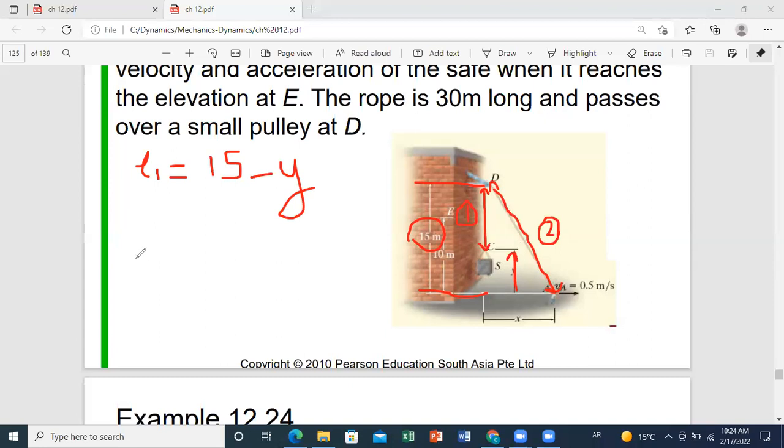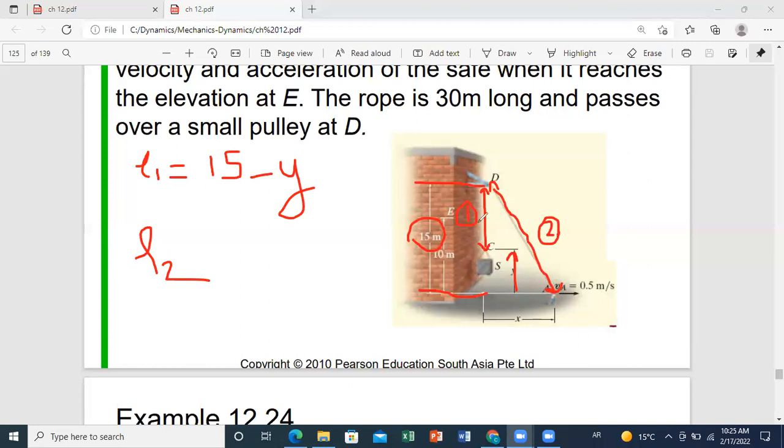Now, what about L2? How to get L2 as a function of my variables? What should I do? Trigonometry, we should use cosine and sine. Oh, Pythagorean theorem, it's easier. Okay, you can apply the Pythagorean theorem.